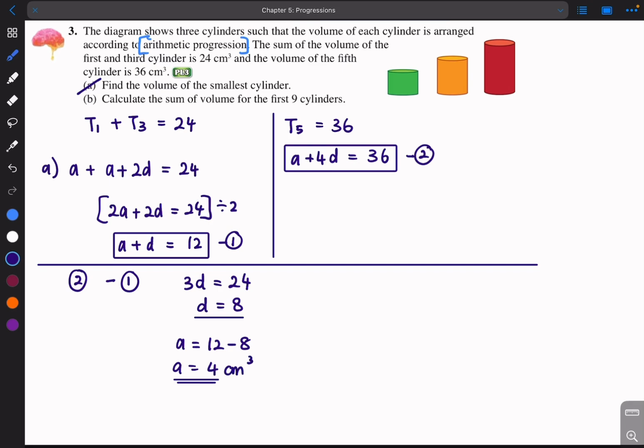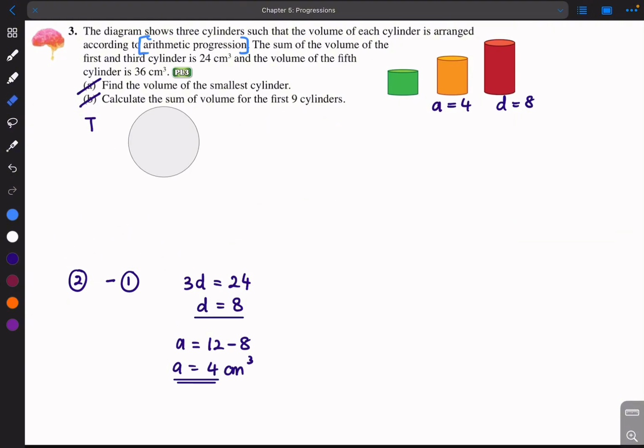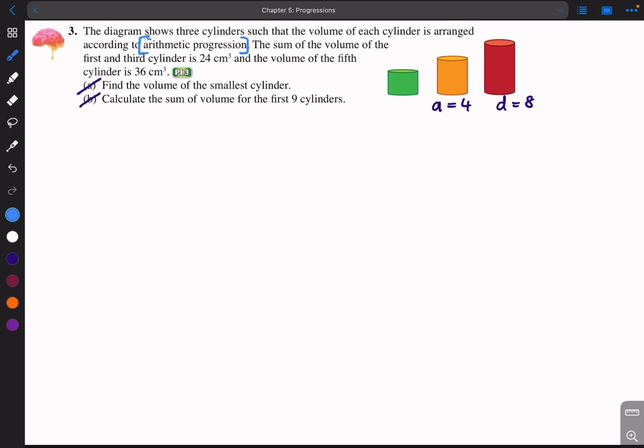Next, we need to find the sum of the volume for the first 9 cylinders. So we need to find S9. Let's write our a and our d. Now we can find Sn. The volume for Sn would be n over 2, 2a plus n minus 1d. So S9 would be 9 over 2, 2a plus 9 minus 1d.